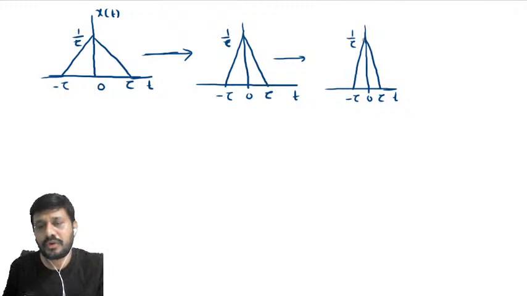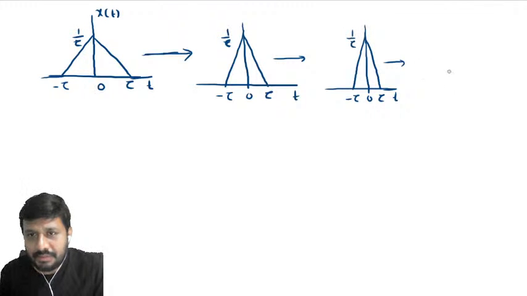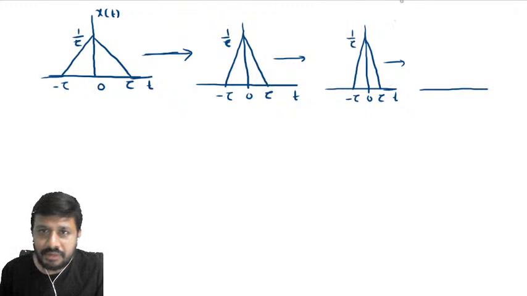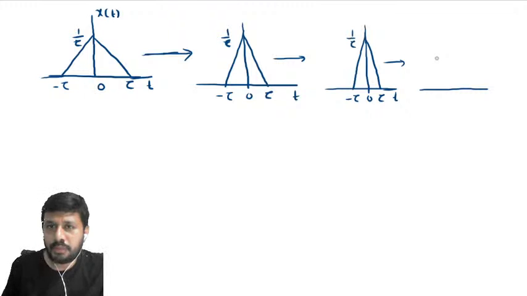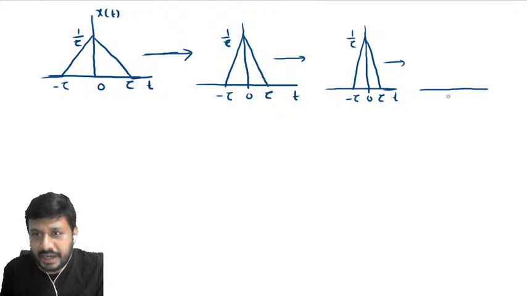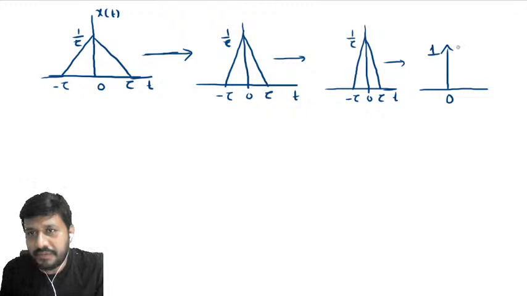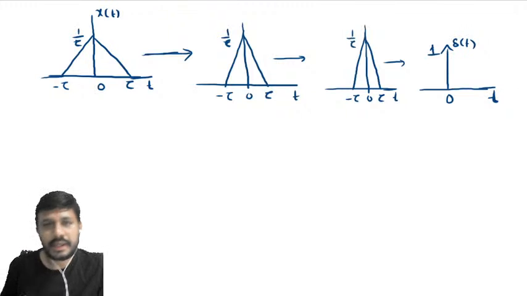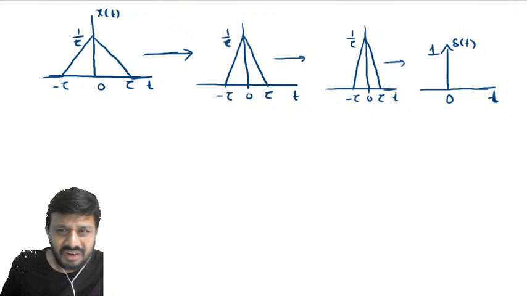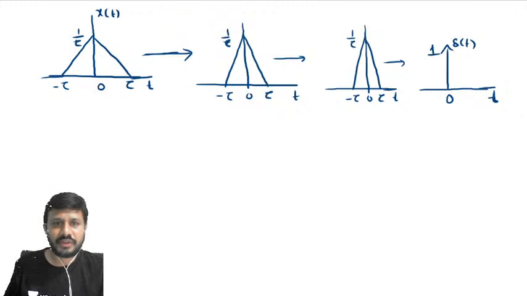1 by tau. So area remains the constant here. As a limiting case, if tau becomes 0, what will happen to this one? This height will become infinite. Tall narrow pulse of infinite height, but area 1. Area strength 1. So this we are calling by the name impulse signal. Hope you are comfortable. Already we have seen this one, you know this, right?